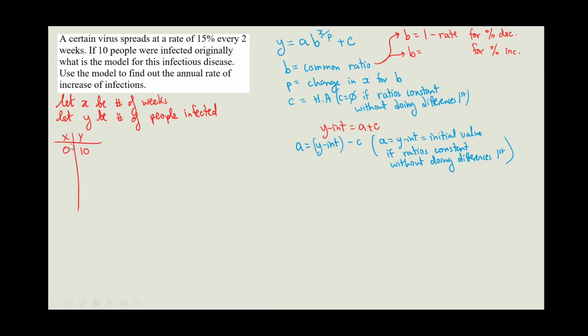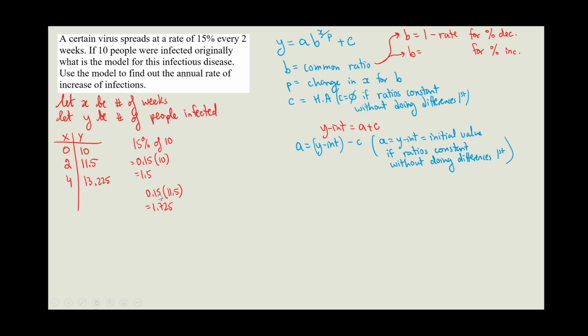Start by creating a few values in the table. We're told 10 people were infected originally, so at time 0, there's 10. Then we want to find out 15% of 10. So 0.15 is changing the 15% into a decimal. Multiplying that by 10 gives us 1.5. Because it is a spread, we're going to increase by this amount, so we're going to add this amount to the 10 that we had originally. So now we have 11.5.